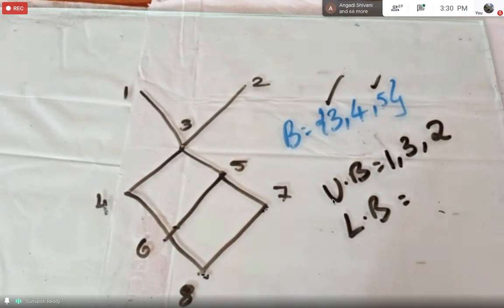But the thing is, you should not tell 3 to 4. You should tell 4 to 3. When you are telling the relation, you should not tell 3 to 4. Always you should tell 4 to 3, 6 to 4, 8 to 6. Like that you should tell.